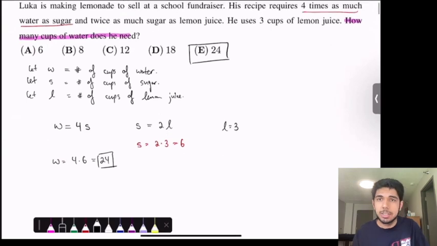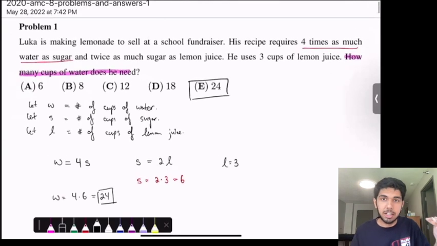So the main takeaway for this question is if we're finding an unknown quantity of something, in this case, how many cups of water, we should be prompted to use variables and then determine equations that relate all of our variables together.